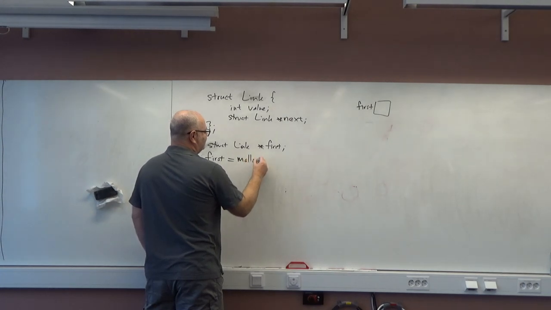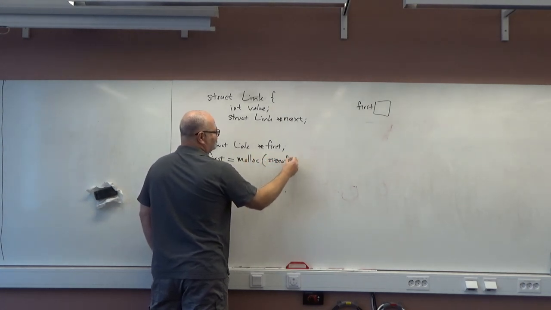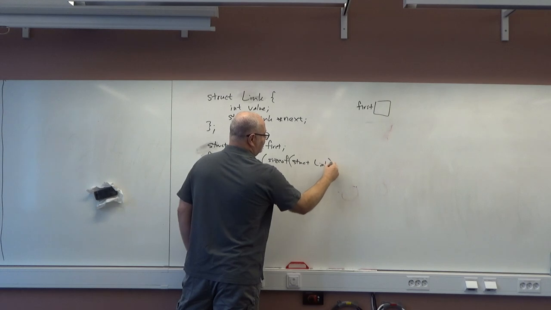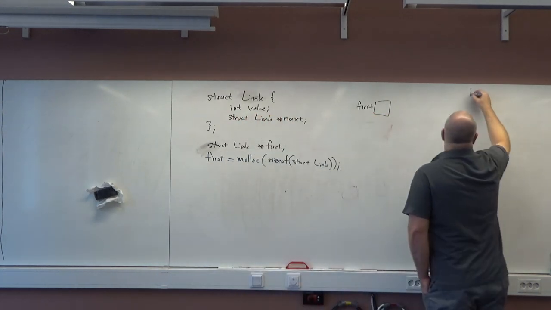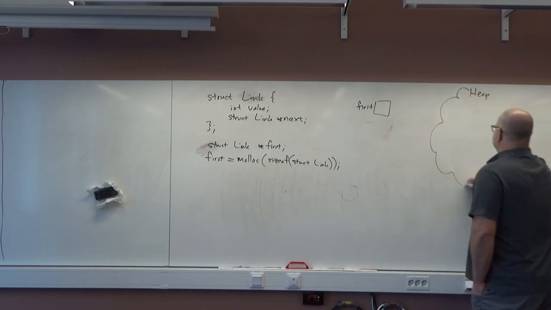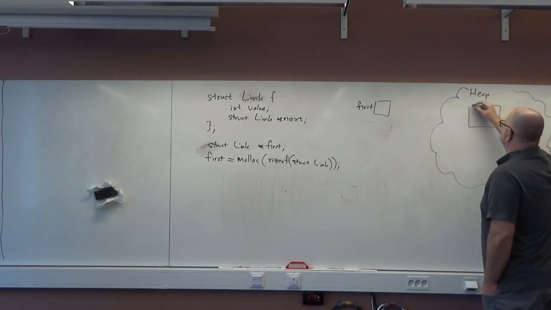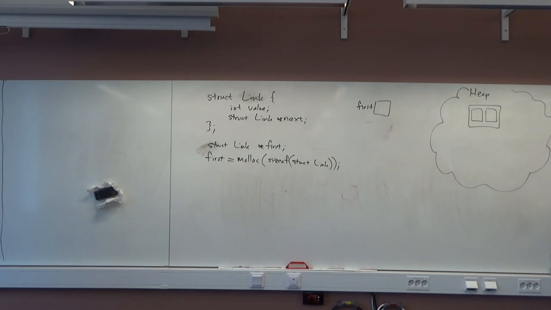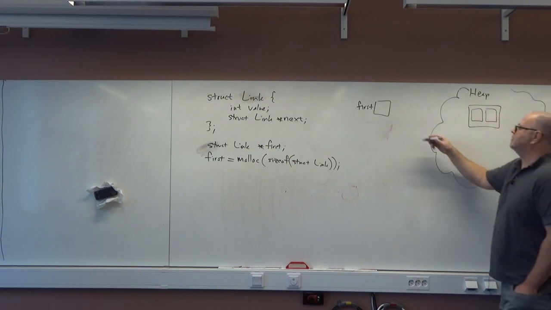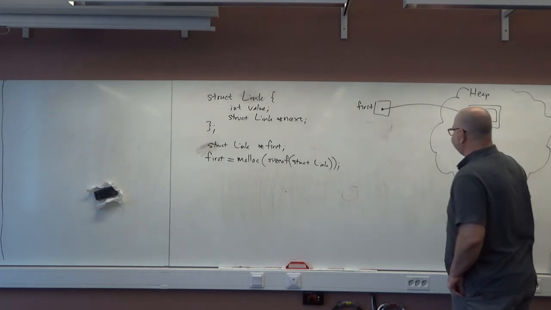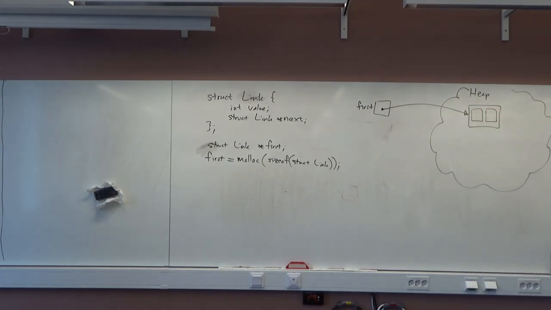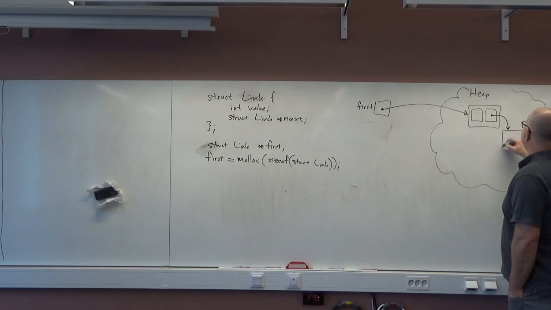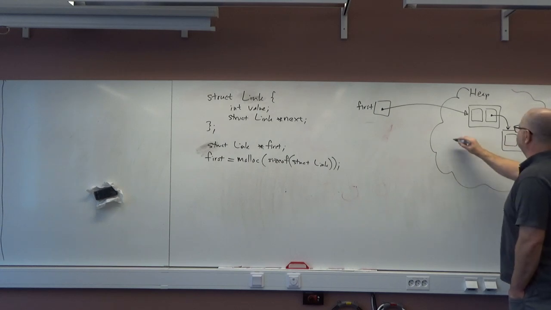And if it's C, I use malloc to allocate an area of the size struct link. And over here is the heap. So we allocate some space here for a struct like this, which has space for one integer and one pointer to another struct. And you know how to build linked lists, so I'm not going to write the code for this. Let's say we have continued building something like this.